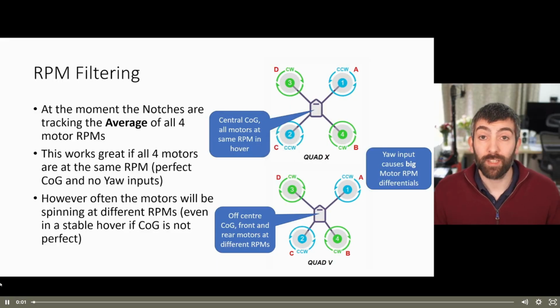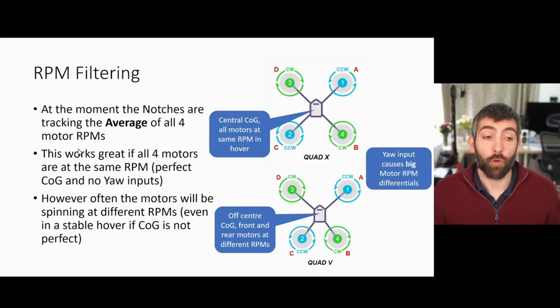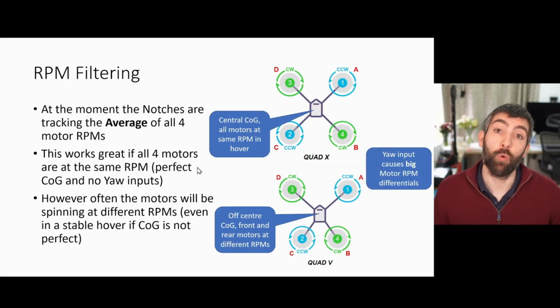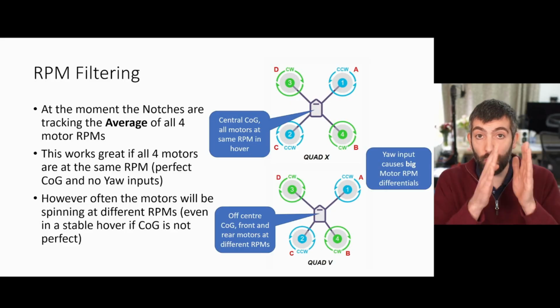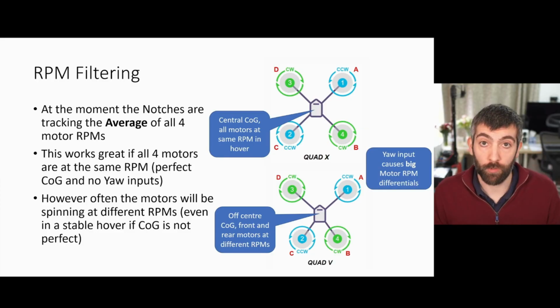At the moment, with the settings that we have, the notches are tracking the average of all 4 motor RPMs. So we're measuring all 4 motor RPMs separately, averaging that number, and that number is being used to drive the location of the harmonic notch. So this works great if all of your 4 motors are at exactly the same RPM, because then they all have exactly the same frequency and the notch is targeted right on top of all of them.